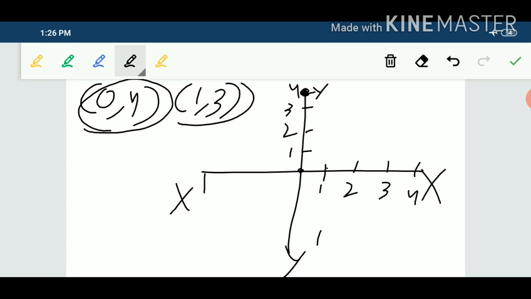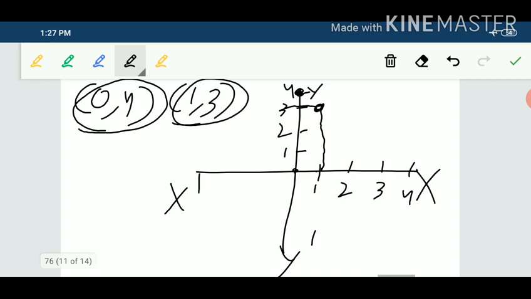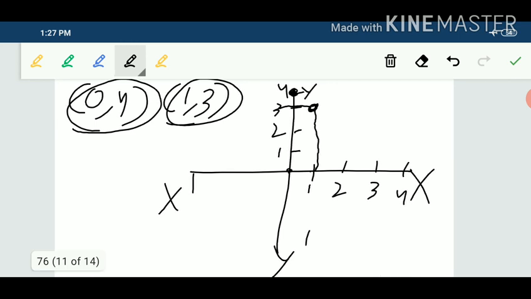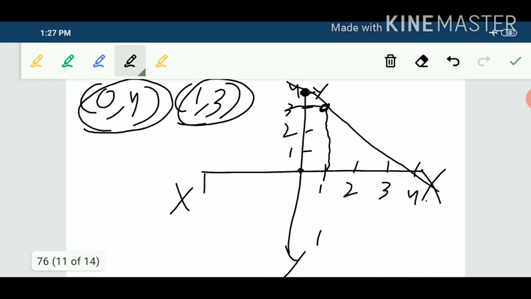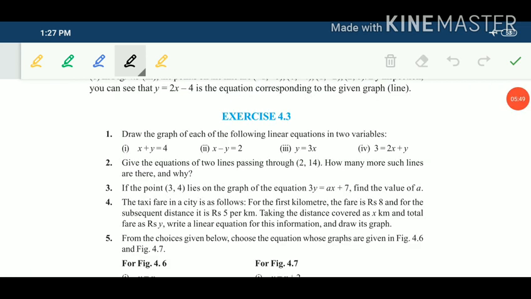Second is 1 comma 3. X value is 1, so this is the value of x, and y value is 3. This is the value of y. So the second point is this. When we join these 2 points, it gives us a straight line. So the graph of a linear equation is always a straight line. In this way, you have to plot the equations on a Cartesian plane. Like this, solve all the parts of the first question.